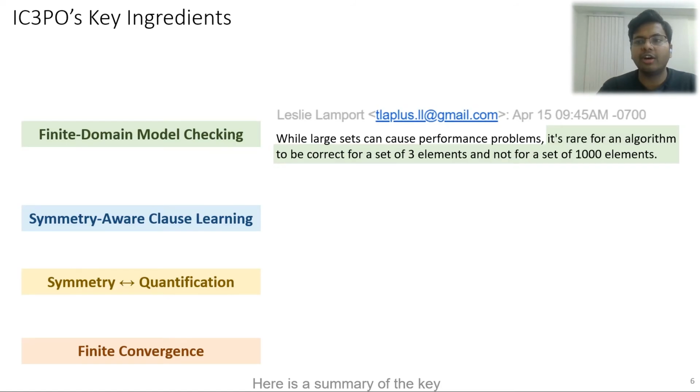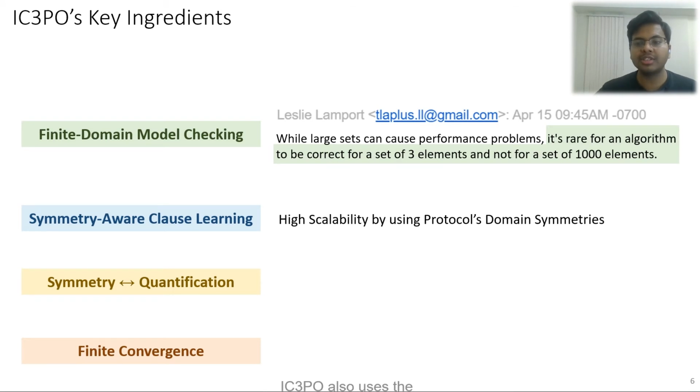Here is a summary of the key ingredients of the technique. We use finite-domain model checking instead of directly verifying the unbounded protocol. And the basic intuition behind this is, as stated recently by Leslie Lamport, the 2013 Turing Award winner, in the TLA+ Google group. Quote, "It is rare for an algorithm to be correct for a set of 3 elements and not for a set of 1000 elements."